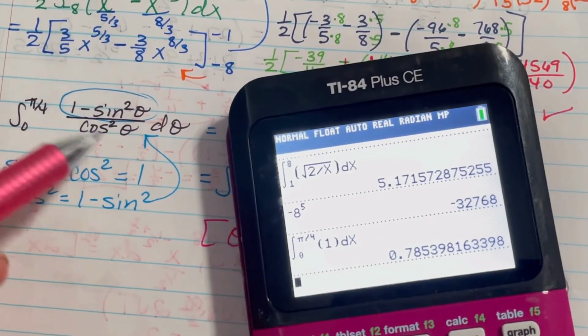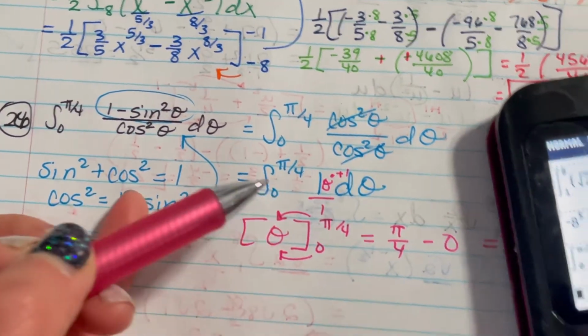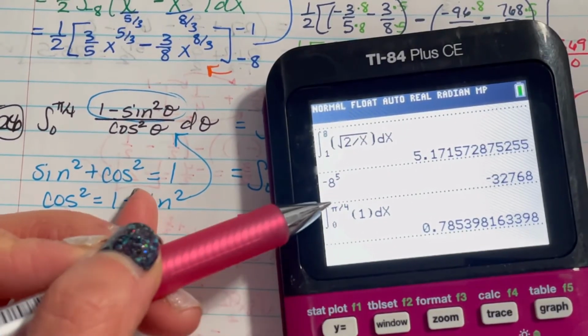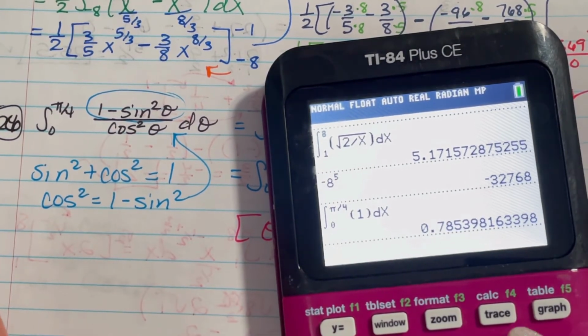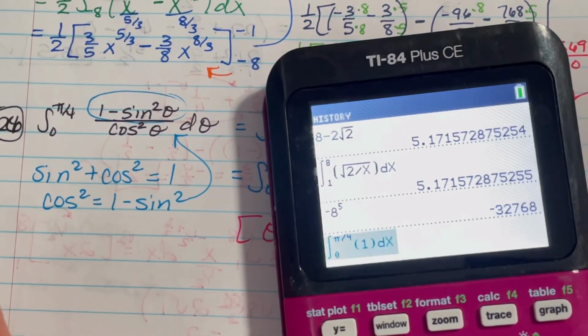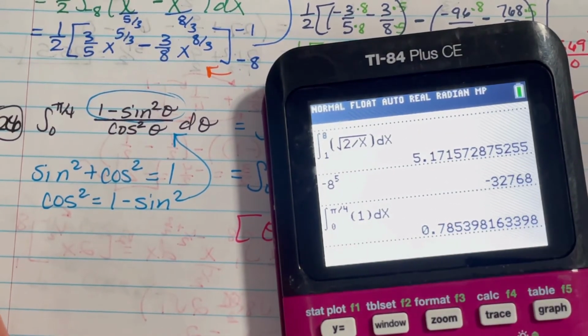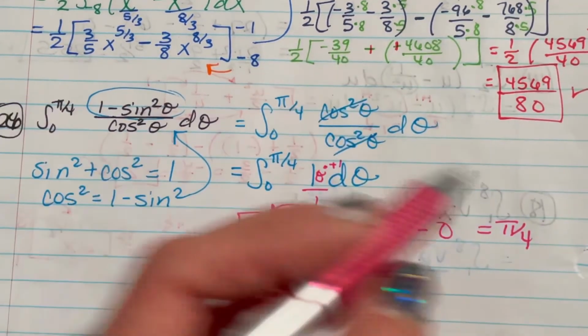I was having trouble typing this in correctly, so I typed in its simplified form, which was just the 1 d theta. So integral from 0 to pi over 4 of 1 dx, and I get the same thing, the 0.78. I think I erased it. But yeah, pi over 4 is 0.7853. So it checks out.